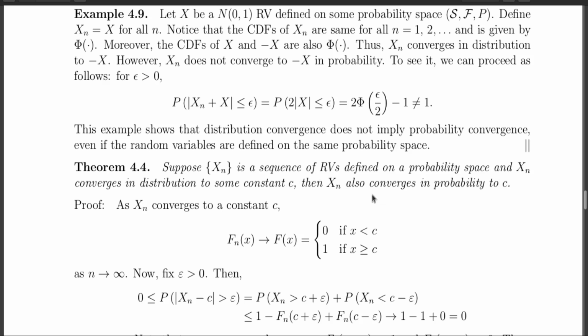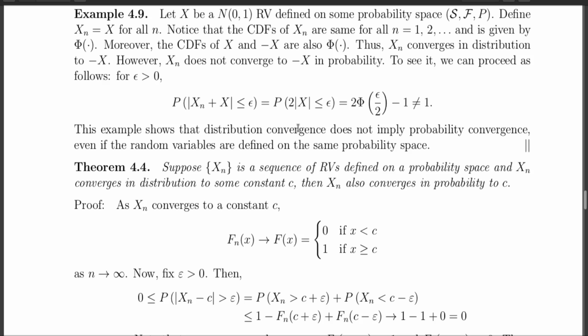Okay, so this theorem says that if Xn converges to c in distribution, where c is a constant, then Xn converges to c in probability also. In general, what we have pointed out is that Xn converging to X in distribution does not imply Xn converges to X in probability, but if this X is a constant, then this is true. And the proof of this one is very simple.